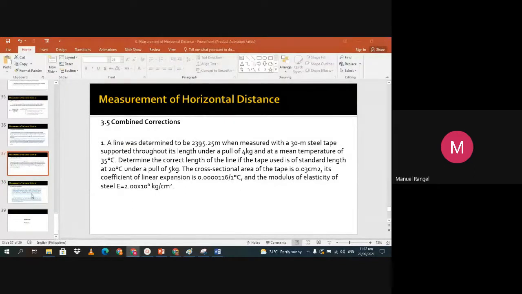So next Friday, we will finish the measurement of horizontal distance. Okay. So, that's all. Any questions so far? Especially on field work number 1.